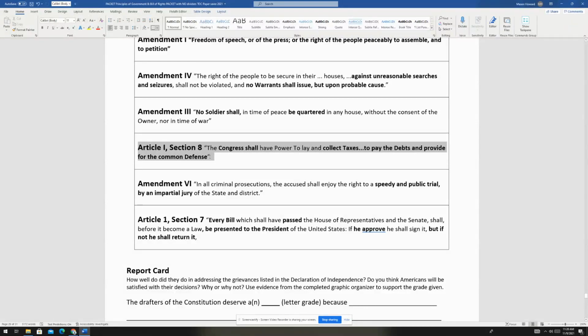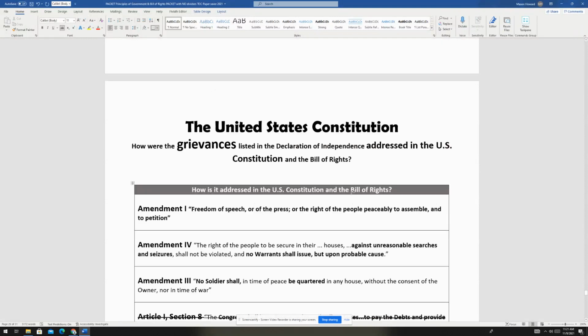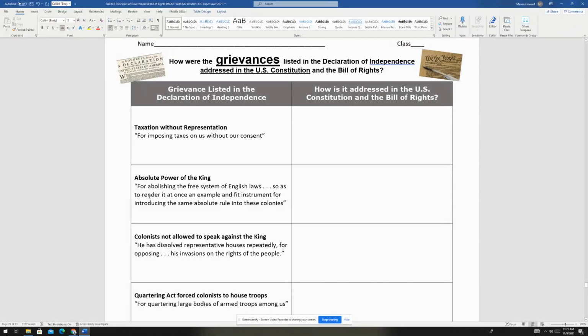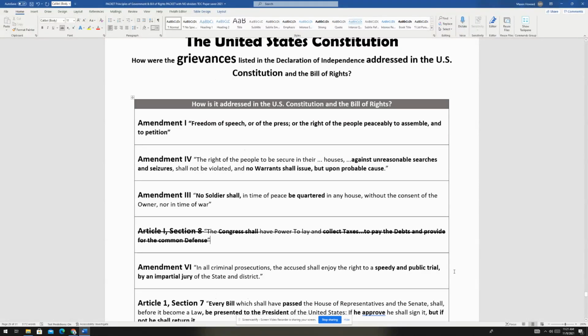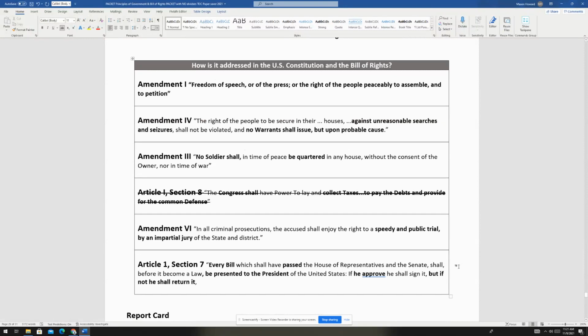Okay, if I do go too fast, your teacher can pause the video, but I'm going to keep going. I'm going to cross this one out because I've already used it. You should do the same. Let's go to the next one. Absolute power of the king for abolishing the free system of English laws so as to render it at once an example and fit instrument for introducing the same absolute rule into these colonies. Now that might be a little bit harder for some of y'all, but for abolishing the free system of English laws, how do we make sure that the person in charge can't just get rid of laws and say we're not having them?